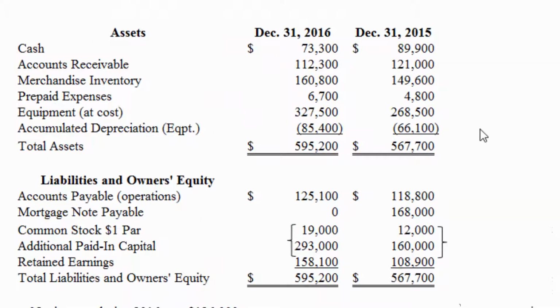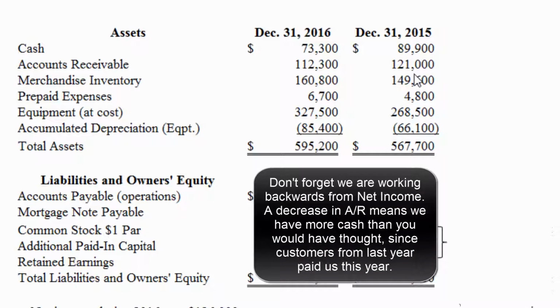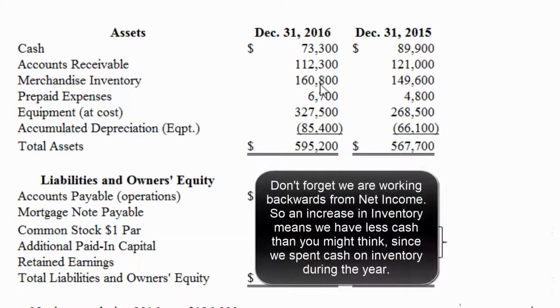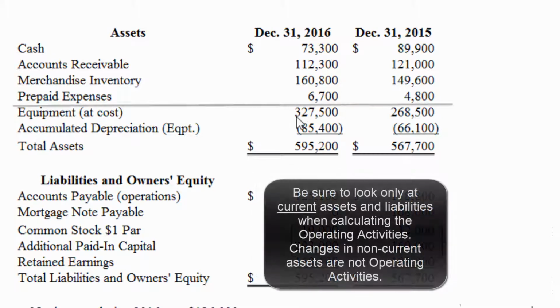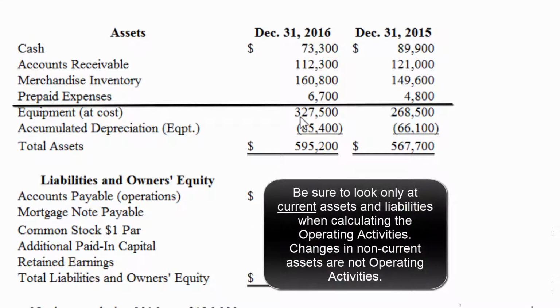So let's go back to our example. What happened to accounts receivable? Accounts receivable went down. So we have more cash. Customers from last year paid us. What happened to inventory? It went up. So we have less cash. We invested in inventory. What happened to prepaid expenses? They went up. Students often then look at equipment, but that's an investing activity. We're focused on operating activities in step one.